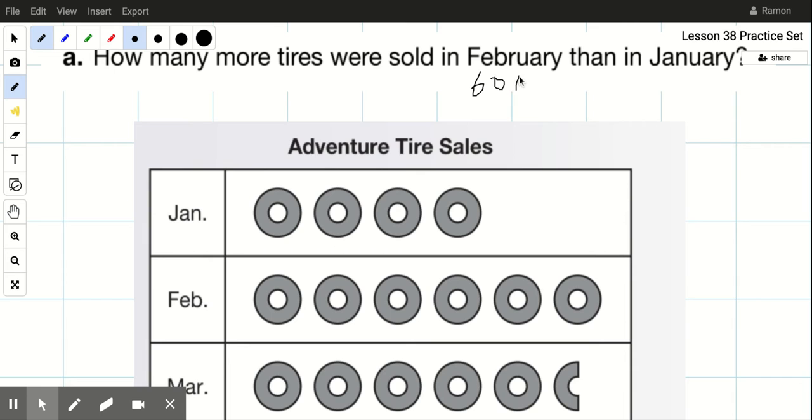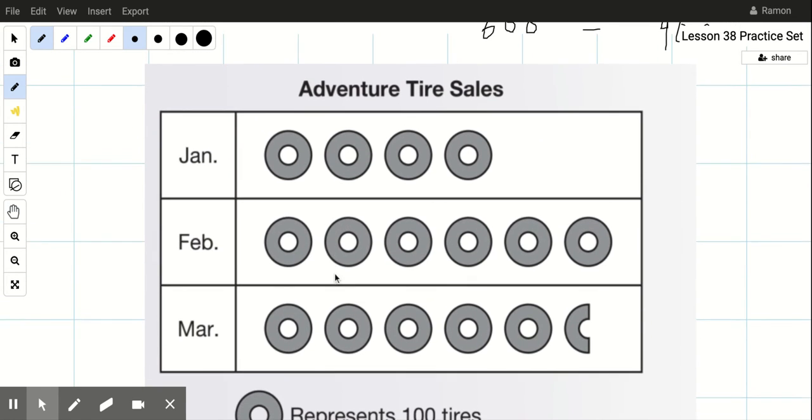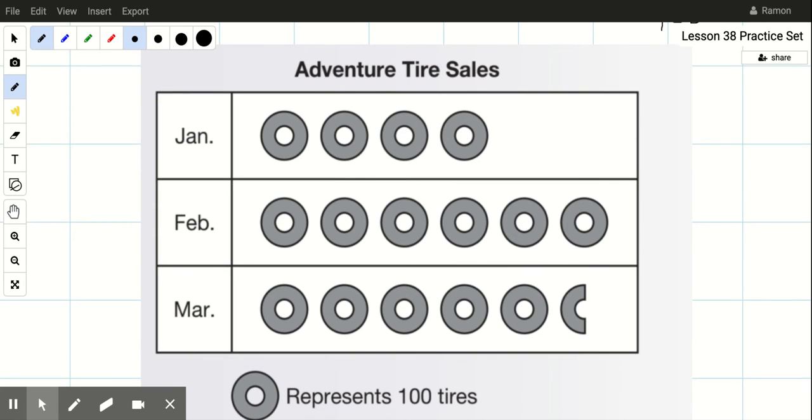And we also need to know how many were sold in January. 1, 2, 3, 4, and if each of those represents 100, then 100 times 4 is 400. The question is asking us how many more were sold. Since we're comparing the two values, we need to subtract them. So you have 600 minus 400, and that will tell us how many more tires were sold in February than in January. That's how we can use a pictograph to compare values and see what the pictograph is telling us.